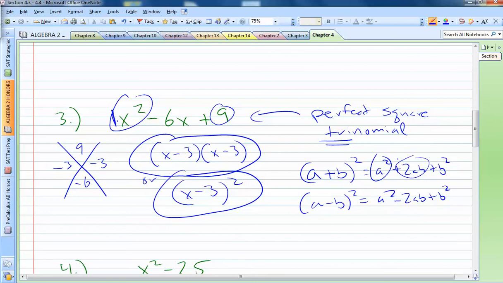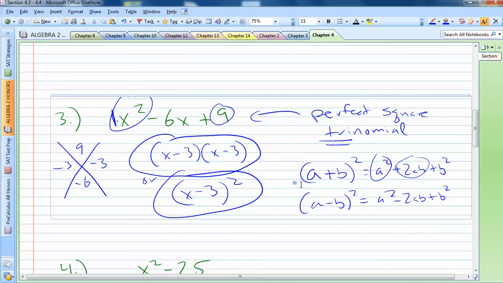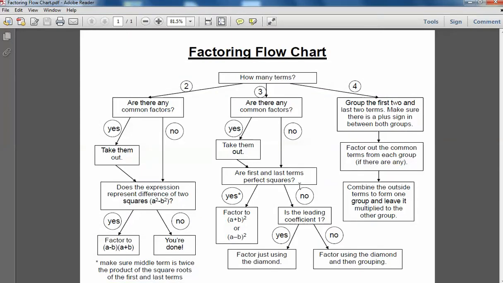Likewise with a minus b squared. So whenever that happens, when we have 3 terms and the ends are perfect squares, the first term and last term are perfect squares, and also the middle term is basically twice the square root of x squared times the square root of 9, and then you multiply that out, then you would have yourself a perfect square trinomial.